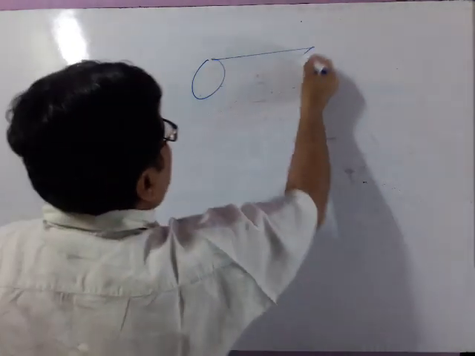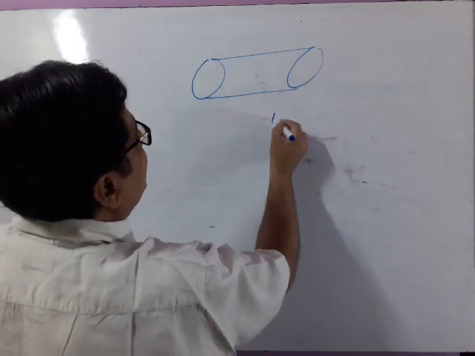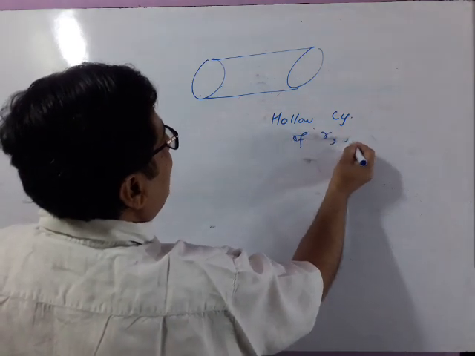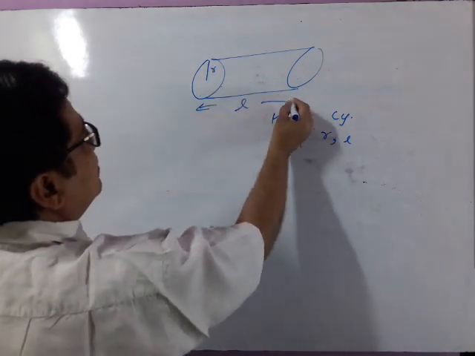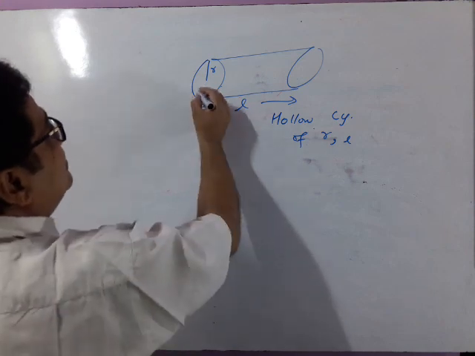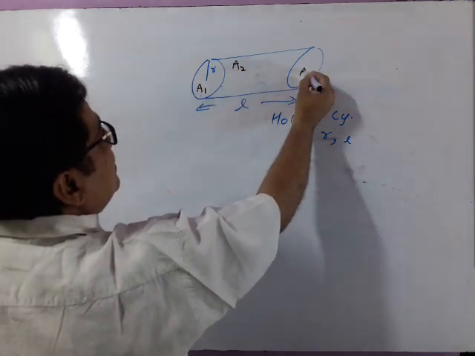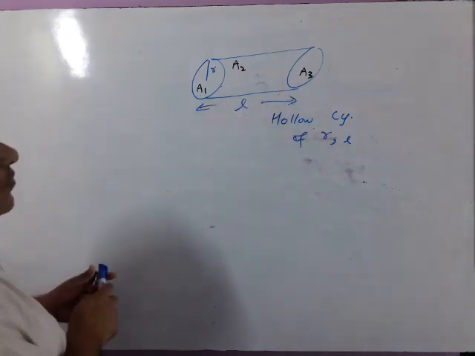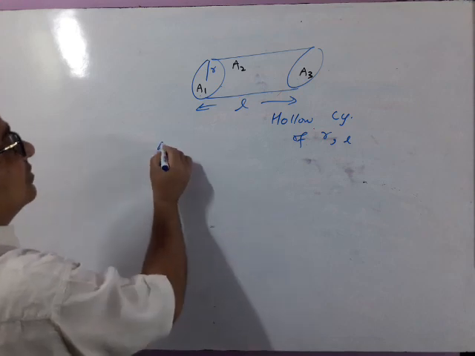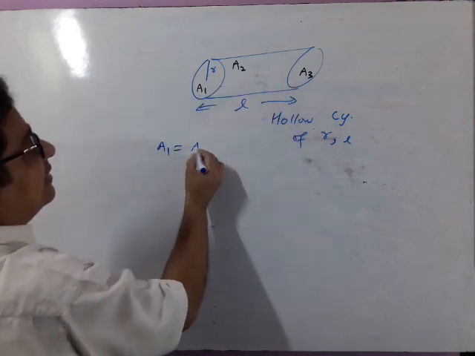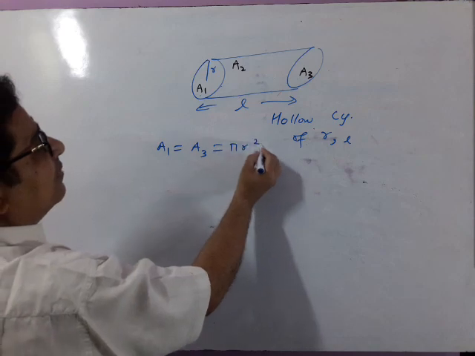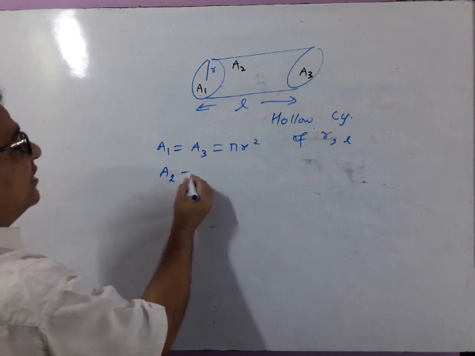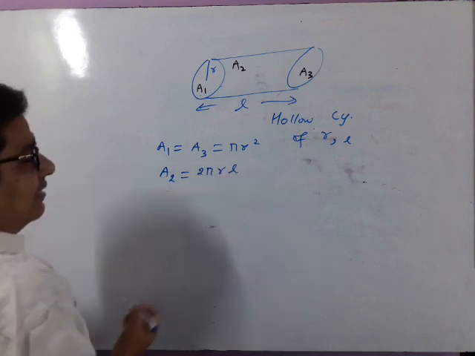Similarly, see, this is the geometry now. It is a hollow cylinder of radius R and length L. You know, it has three areas, three surfaces: A1, A2, A3 or S1, S2, S3. So first of all, see the values. A1 and A3 are circular, so area is pi r square. This is the magnitude of area. A2 is the curved surface, so A2 will be 2 pi r L.